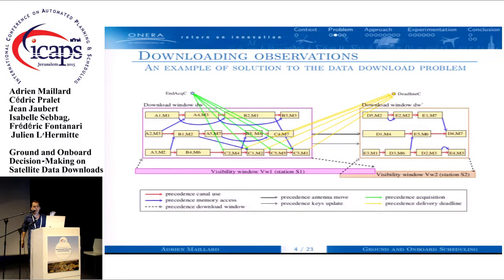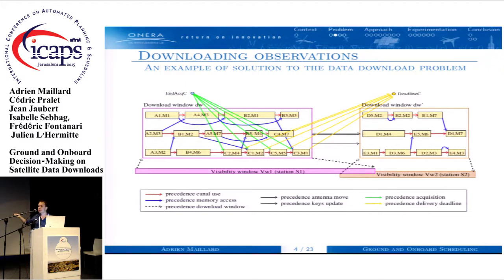So an acquisition, an observation, an image is made of several files. And so here in this example we have A, B, C, D, E. So we have 5 observations, and we have 7 files per observation, I think.